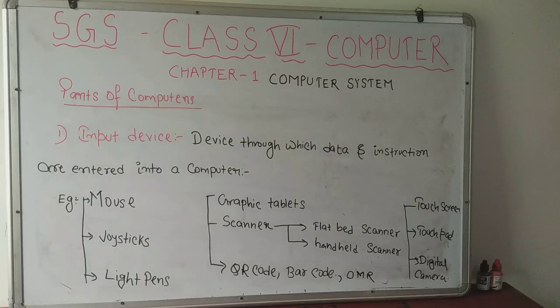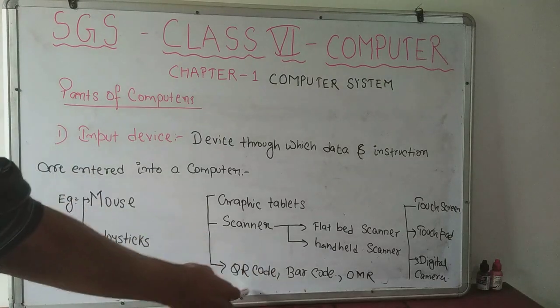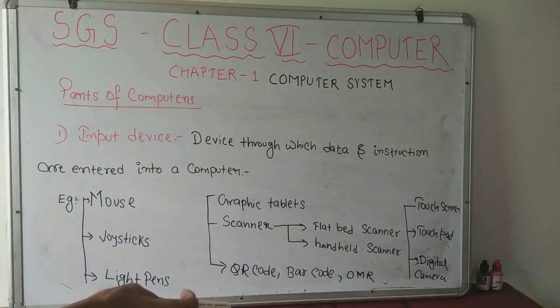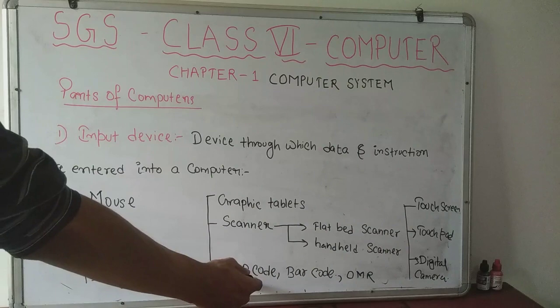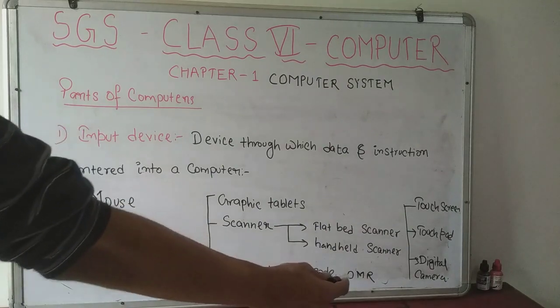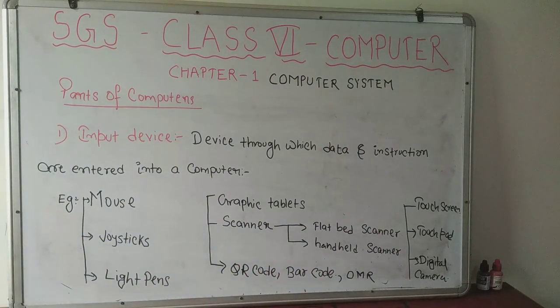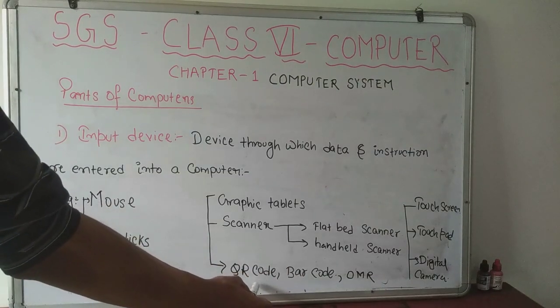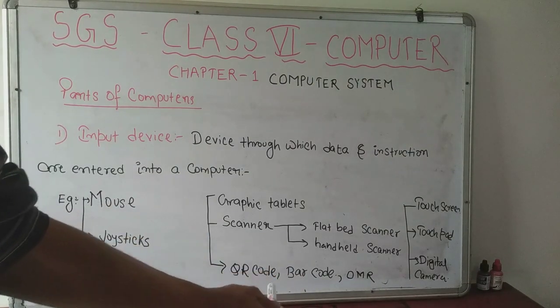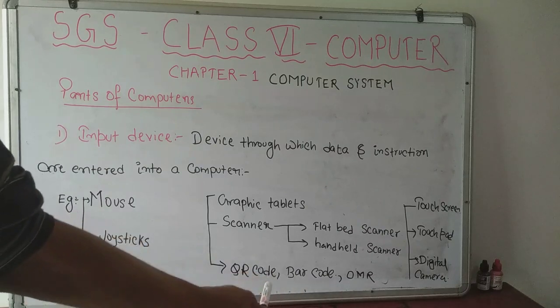And the next part is barcode reader. As you can see, barcode, QR code and OMR, optical mark recognition. OMR full form is optical mark recognition. QR, barcode and OMR are used to retrieve information which is printed in paper generally or in wrap.